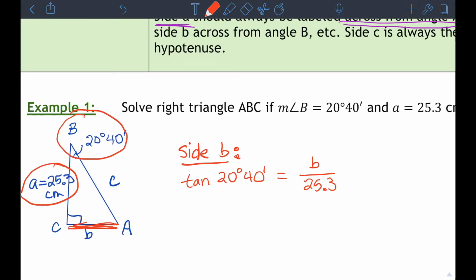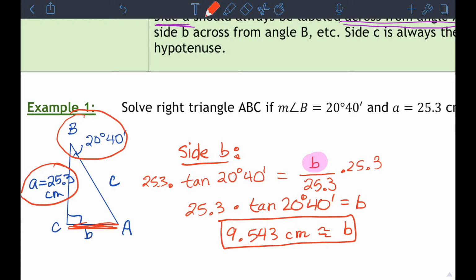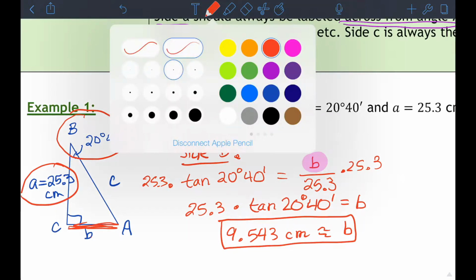So look at the 2 facts you have and the 1 piece of information that you're looking for. That tells you we're going to want to use tangent. Then just solve it. So multiply both sides by 25.3. And you can just type in your calculator 25.3 times tangent of 20 degrees 40 minutes. Make sure that your calculator's in degrees mode, all that good stuff. And if you are rounding, 3 decimal places is good. You end up with a little bit more than 9 centimeters.